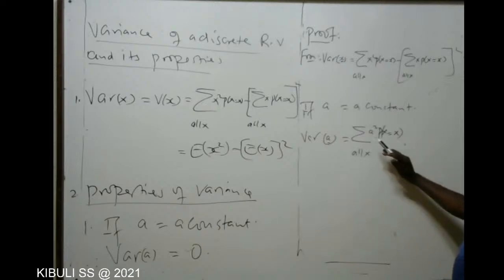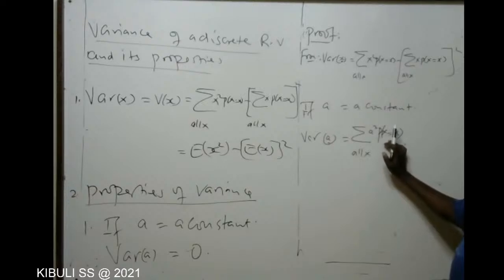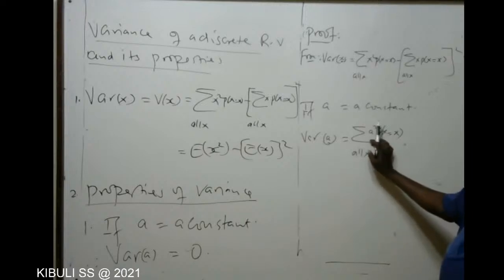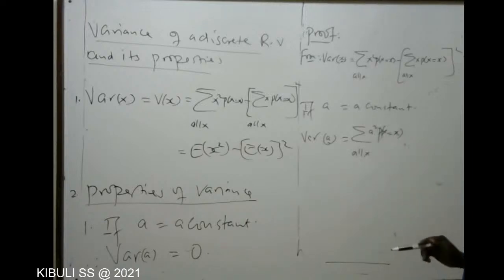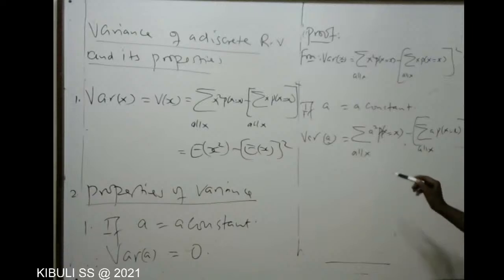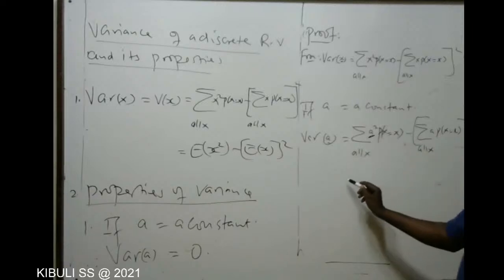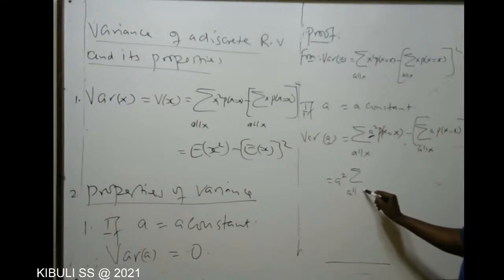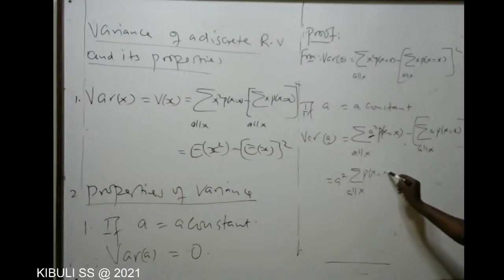This one remains because we know the sum of probabilities is equal to 1, so there's no need for us to substitute here. We are getting the variance of a constant, so we shall substitute this, s times their respective probabilities, minus the sum of all of x, probability of x is equal to x. This one is supposed to be what? Squared. Now, if this one is squared, don't forget that this is a constant from our basic algebra. So this will be equal to a squared, sum of all of x, probability of x is equal to x.